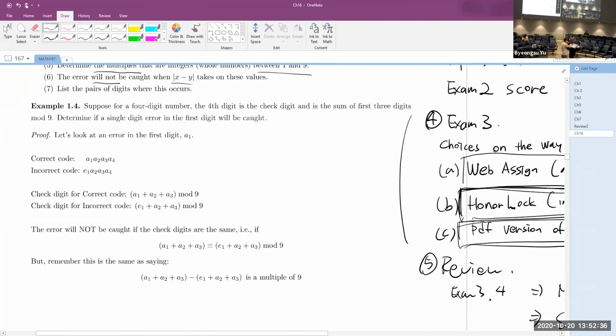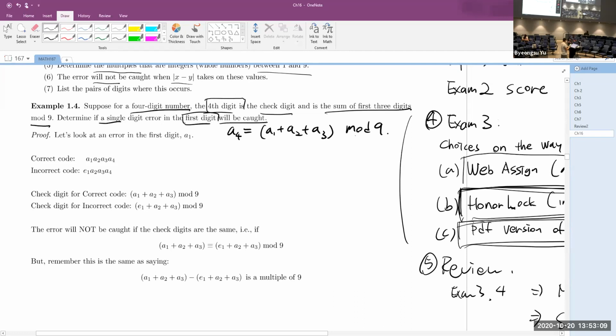So suppose a 4-digit number. In this case, the last digit is the check digit, and it is the sum of the first 3 digits, mod 9, right? So here, the formula is that A4 is equal to A1 plus A2 plus A3 mod 9, right? So that's the formula for the check digit. Determine if a single digit error in the first digit will be caught, right?